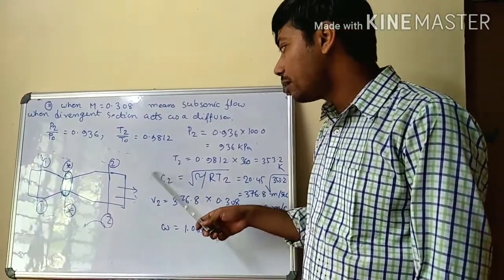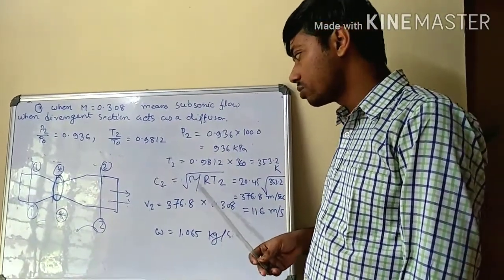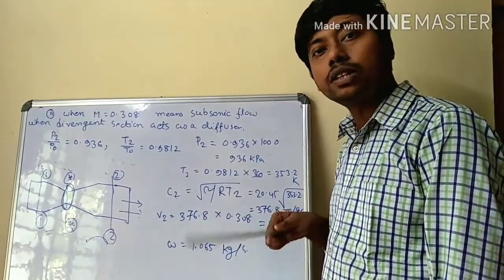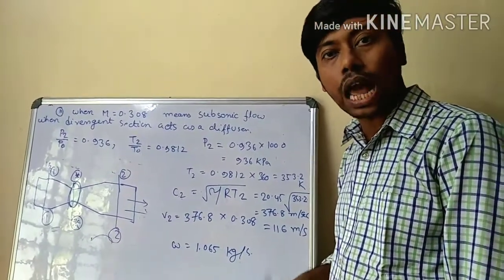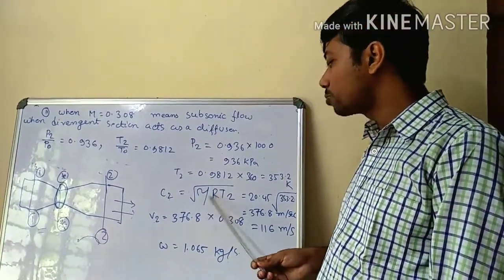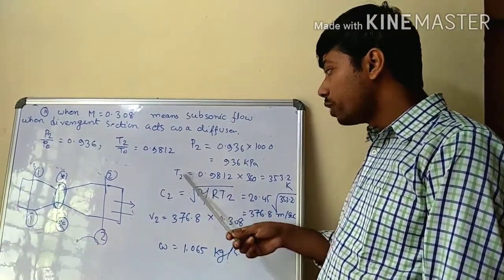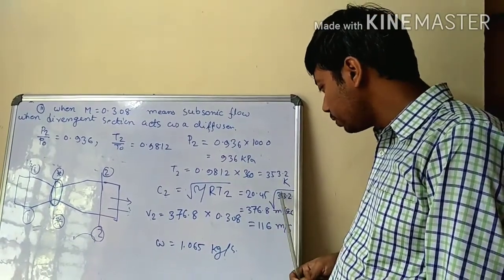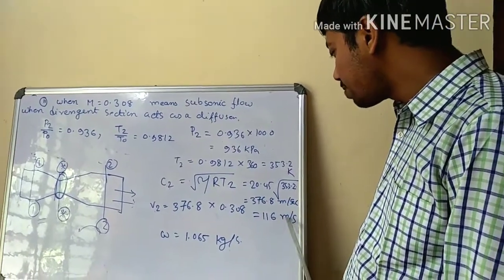Now, the velocity of sound C2 for a reversible adiabatic process is under root of gamma R T2. Gamma for air is 1.4 and R is 0.287. Putting these values, the under root of gamma R comes to 20.045. Then the under root of T2, where T2 is 353 Kelvin. So C2 will be ultimately 376.8 meter per second.